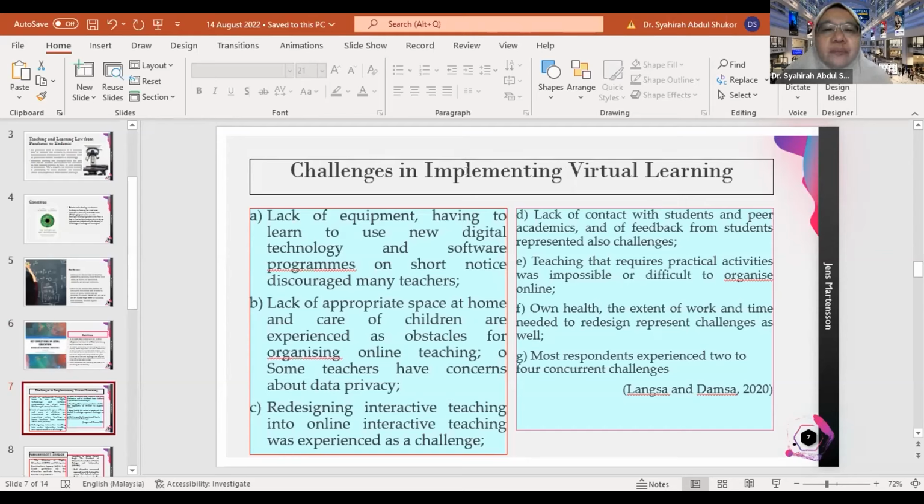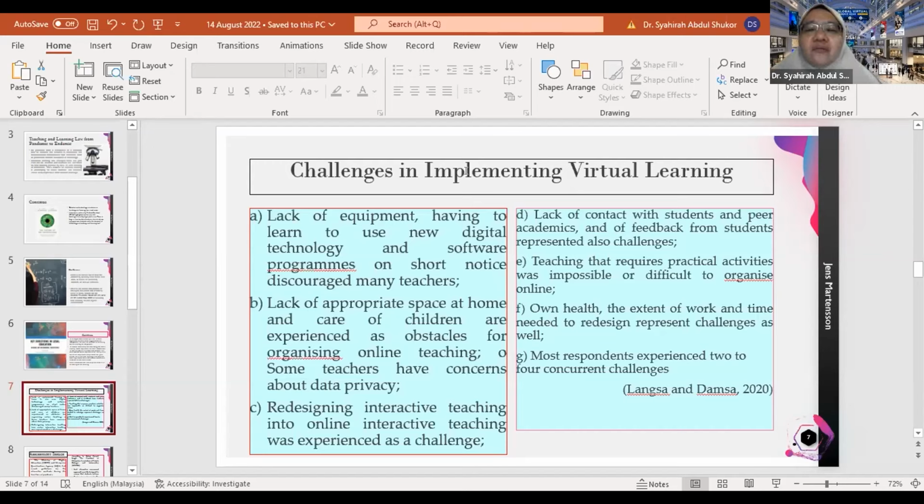There was a lack of equipment, and having to learn to use new digital technology and software programs on short notice has discouraged many teachers and lecturers. There was a lack of appropriate space at home, and care of children was experienced as an obstacle in organizing online teaching. The issue of data privacy, access to the data from home, also became an issue. At the same time, lecturers have to redesign interactive teaching into online interactive teaching, which was experienced as a challenge for many reasons.